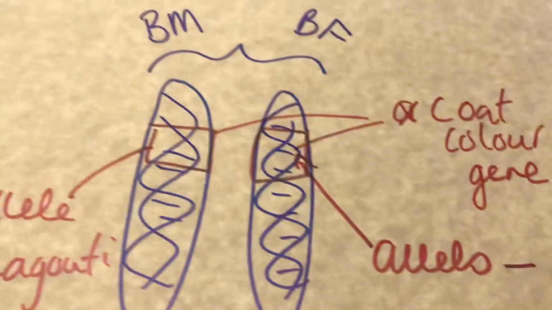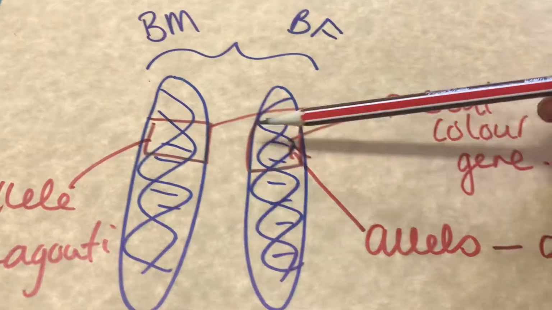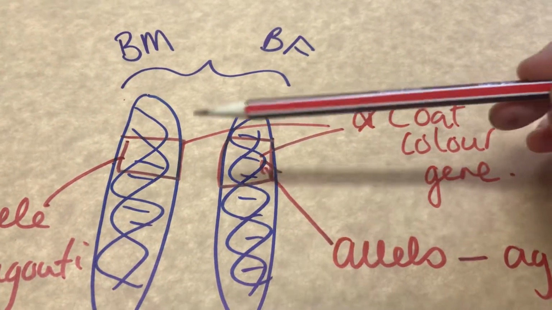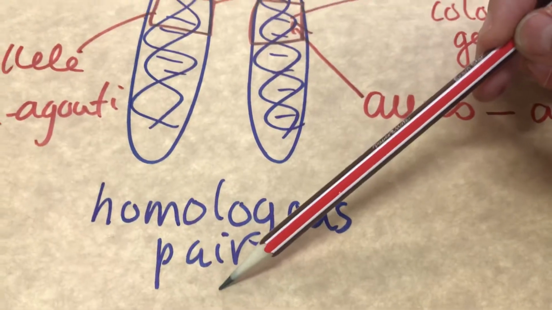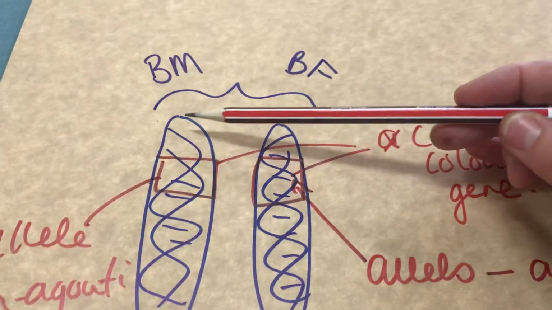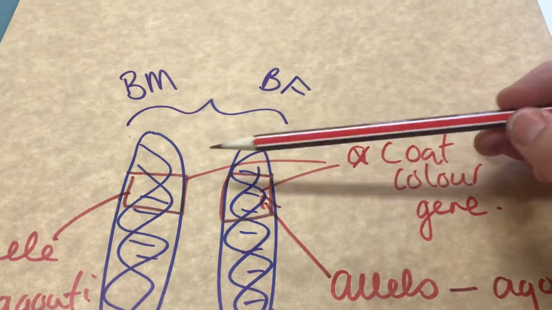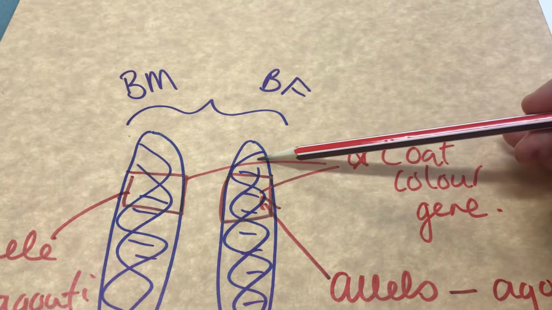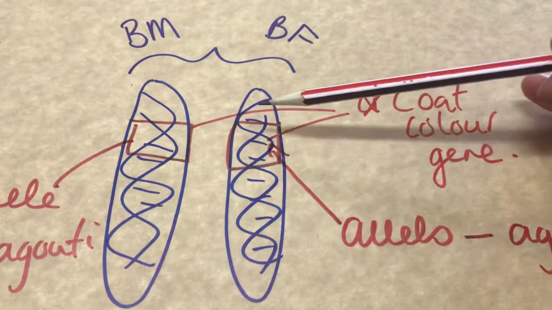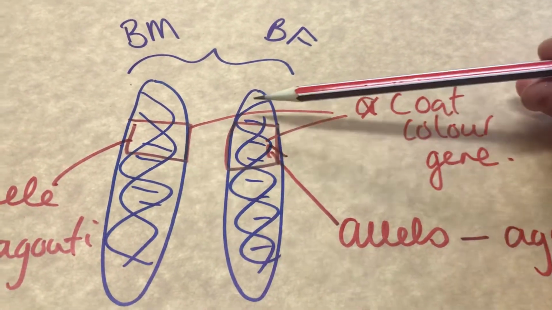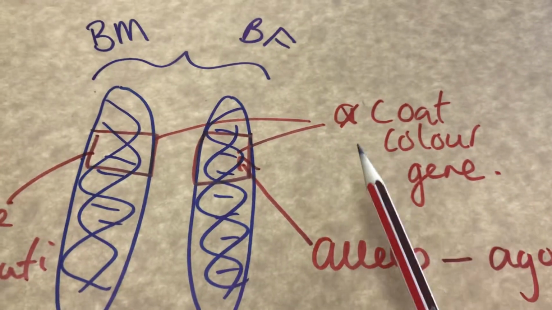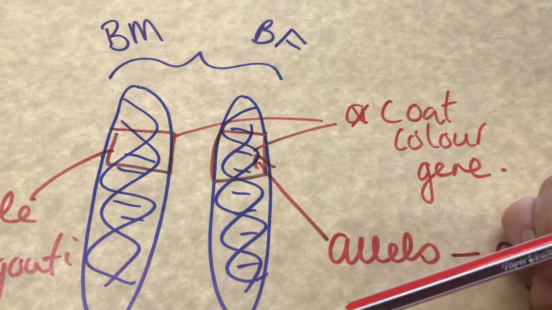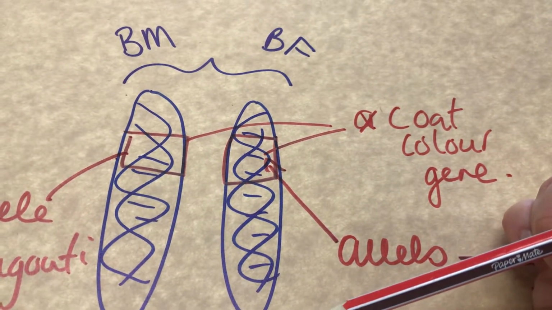Here is the diagram that I would draw. A pair of chromosomes, each one being a length of DNA. A homologous pair of chromosomes is where each one has been contributed by one of the parents, this one by the biological mother and this one by the biological father. And each of these pairs has the same genes in the same place. So the coat colour gene would be in the same place on each of these homologous chromosomes.